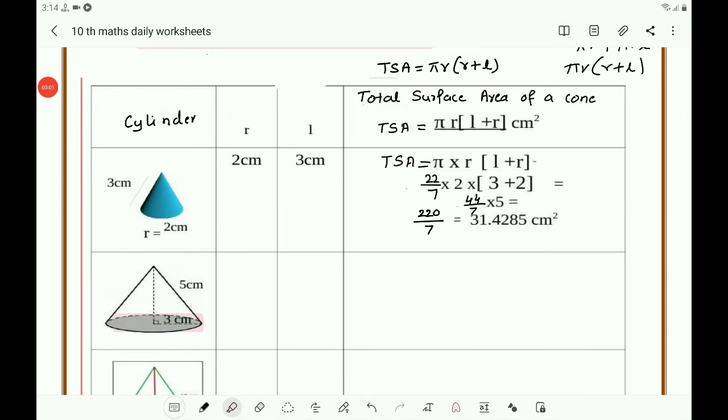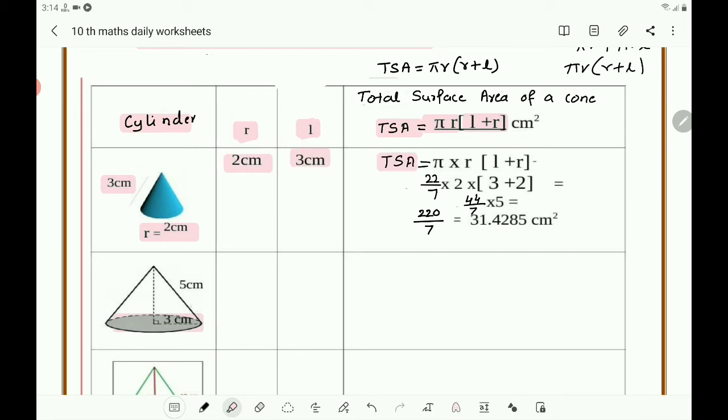By using the formula for the TSA of cone and by using the given R and L, children find the TSA of the particular cone. So here it is a column for the cone and it is R radius and it is slant height, and by using that formula TSA equals pi R into L plus R, or R plus L, find the total surface area of the cone. First one is R equals 2 centimeter, L equals 3 centimeter.